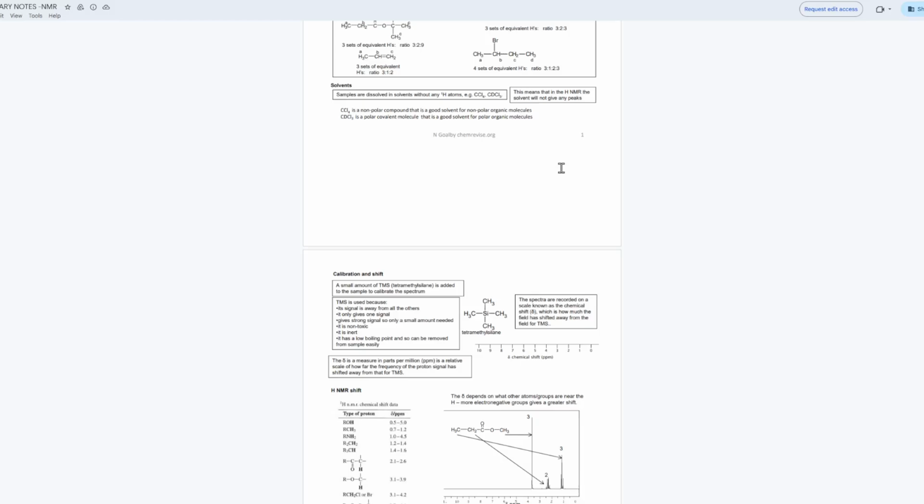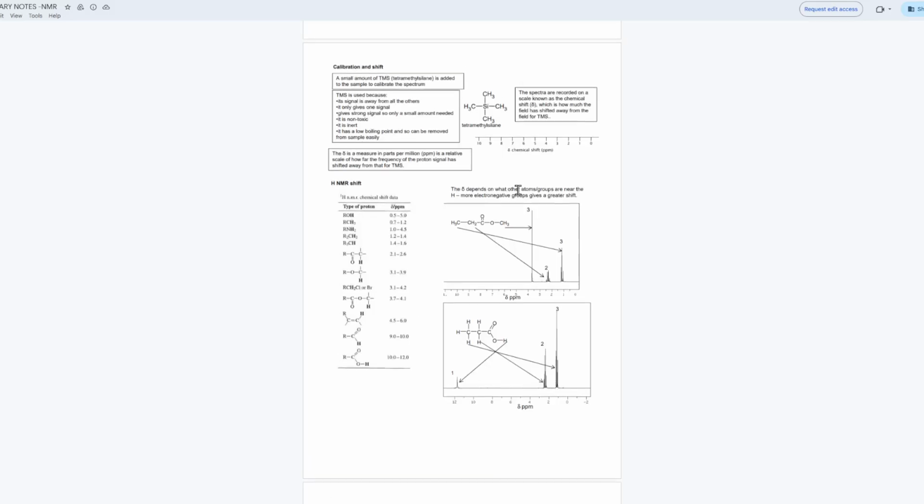Okay, samples are dissolved in solvents without any hydrogen atoms, e.g. CCl4, CDCl3. This means that the NMR solvent will not give any peaks. That is interesting. I haven't thought about that probably since I learned it, so that's a good thing to pick up on. CCl4 is a non-polar compound that's a good solvent for non-polar organic molecules. CDCl3 is a polar covalent molecule that's a good solvent for polar organic molecules. Okay.